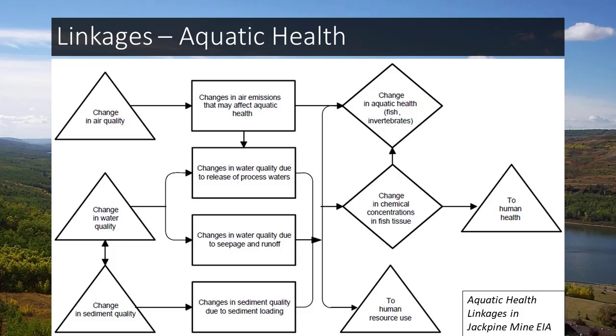Going to chemical changes in concentrations in fish tissue if it's something that bioaccumulates. And then people will eat the fish, so you need to send that to human health. But aquatic health will do their own assessment and say, here's what it means to the fish, and then it will continue on to human health. And then similarly, it affects human resource use. So this is separate from human health. This is going to ask, have we impacted people's ability to hunt, fish, trap, and use the resources, regardless of whether or not those resources themselves are damaged.